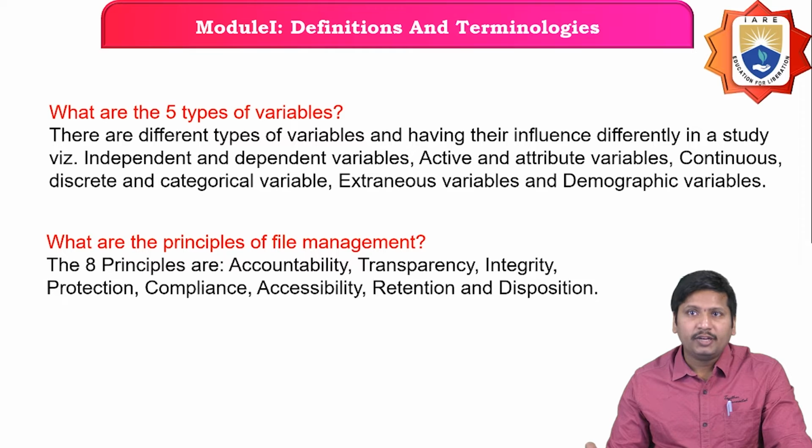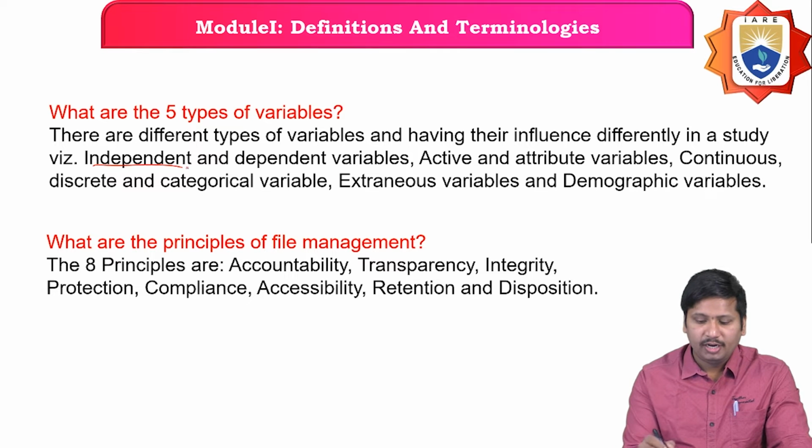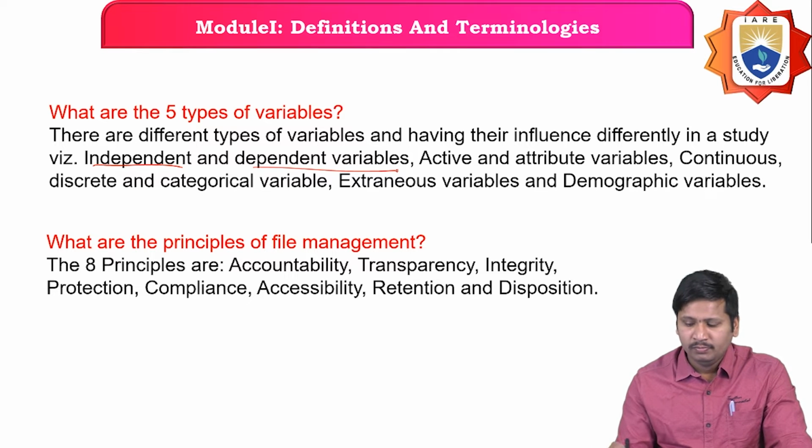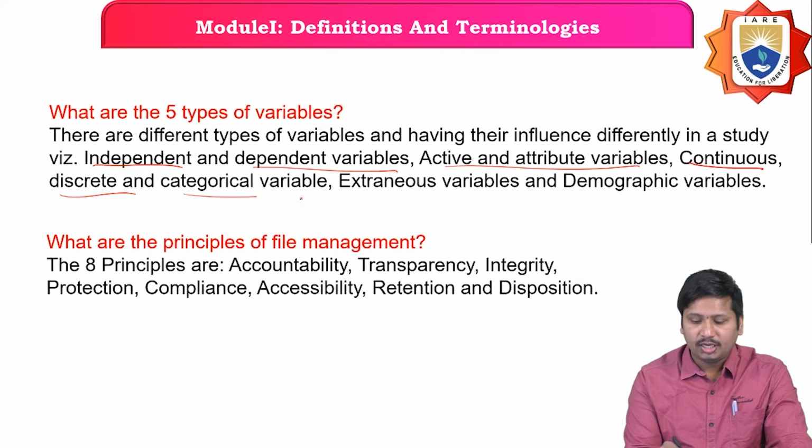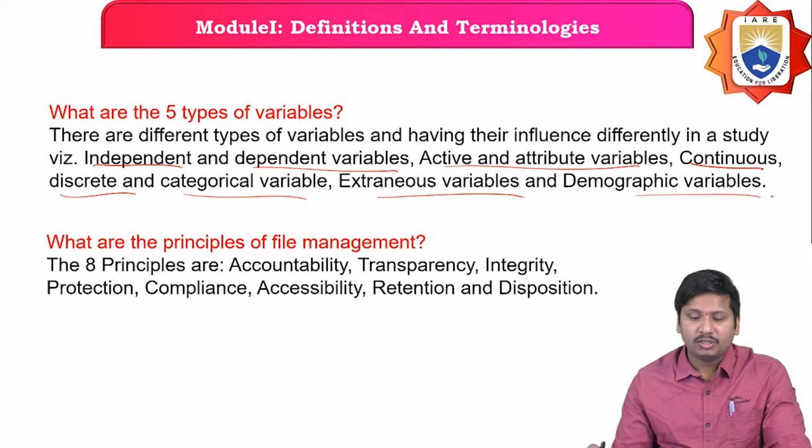Next, what are the different types of variables? That is the question that may come. Some of the different types of variables are independent and dependent variables, active and attribute variables, continuous, discrete and categorical variables, and extraneous and demographic variables.